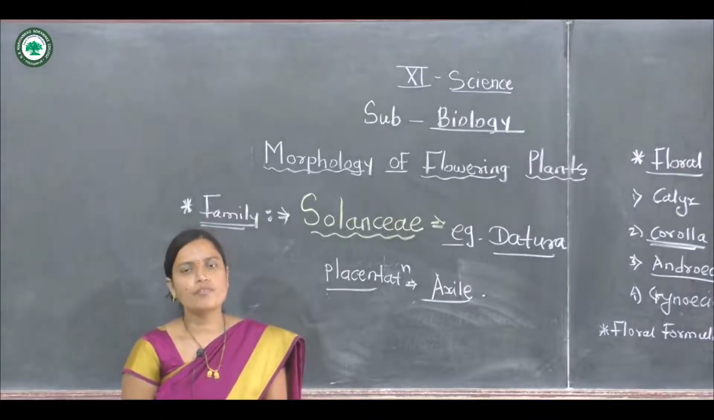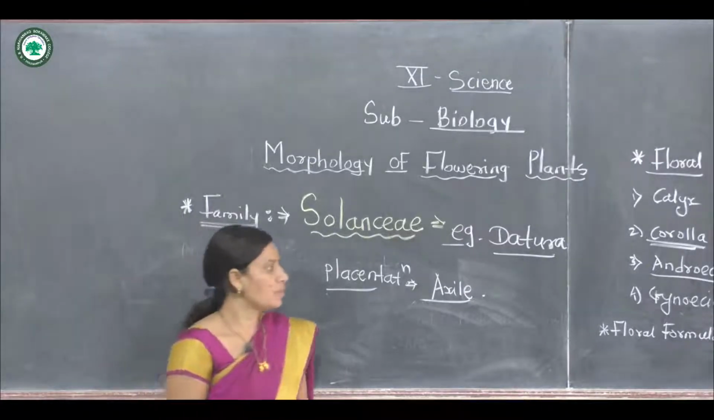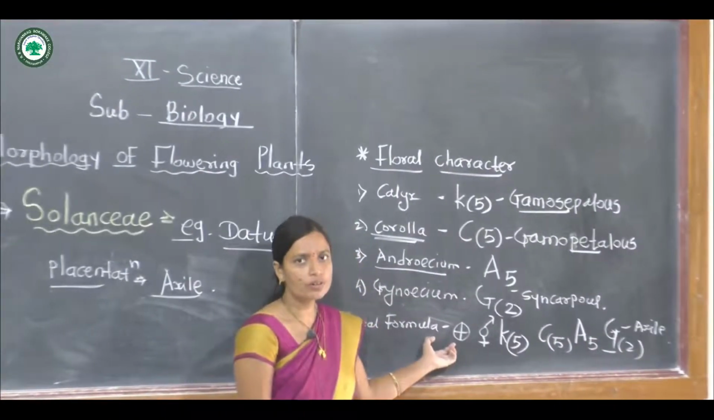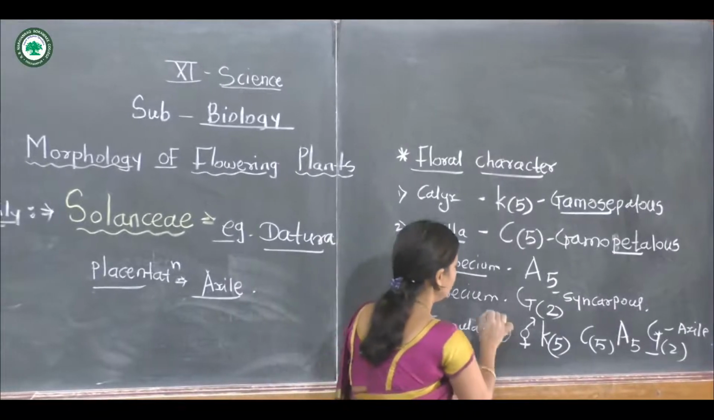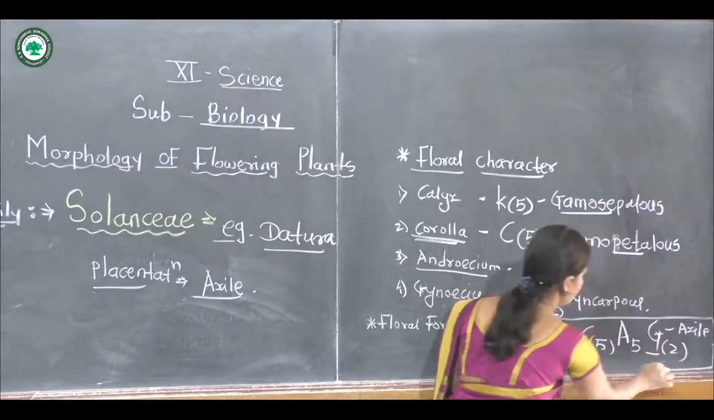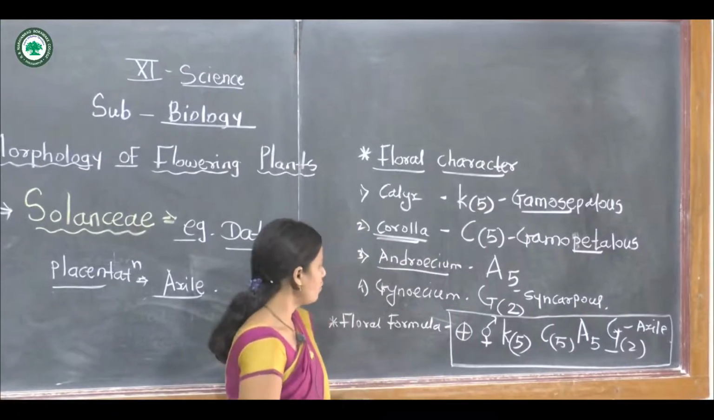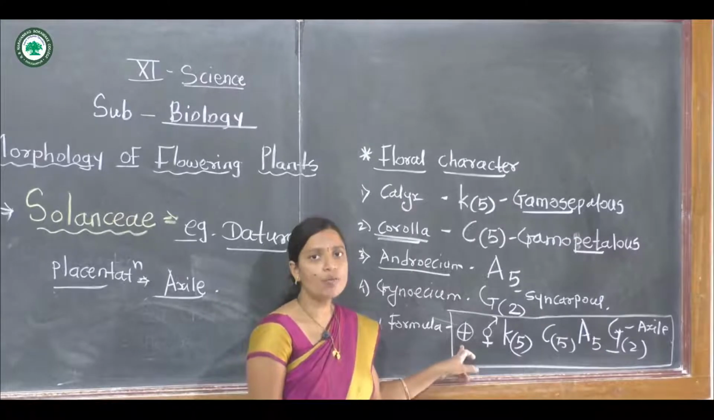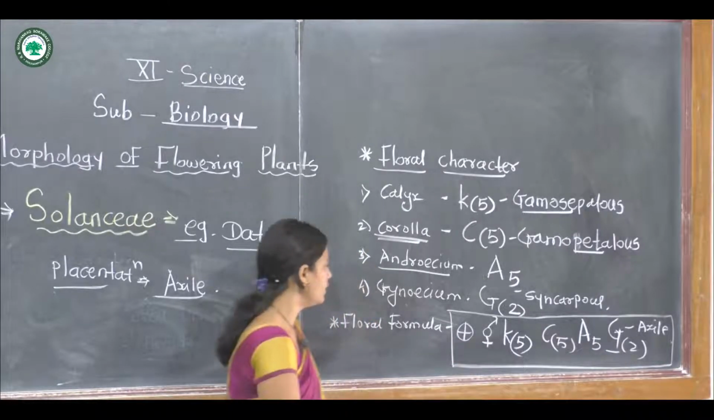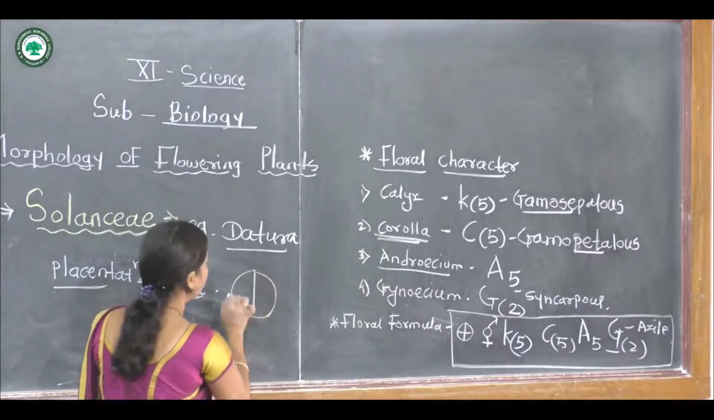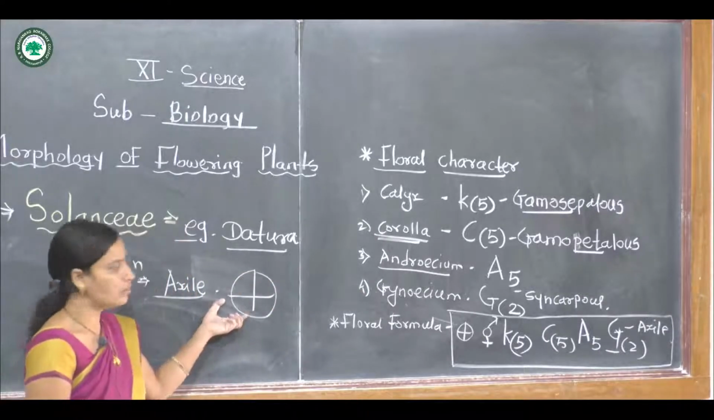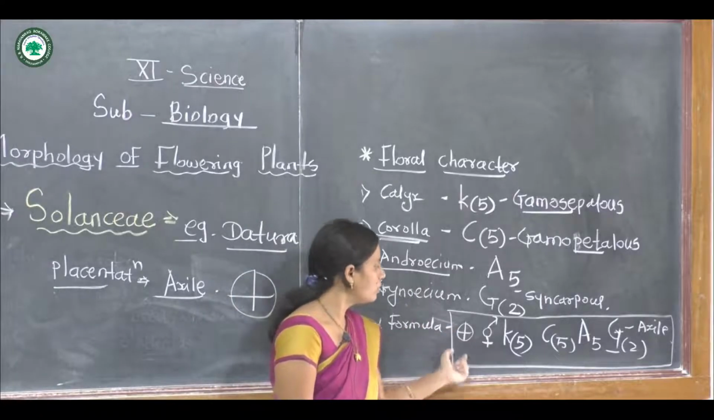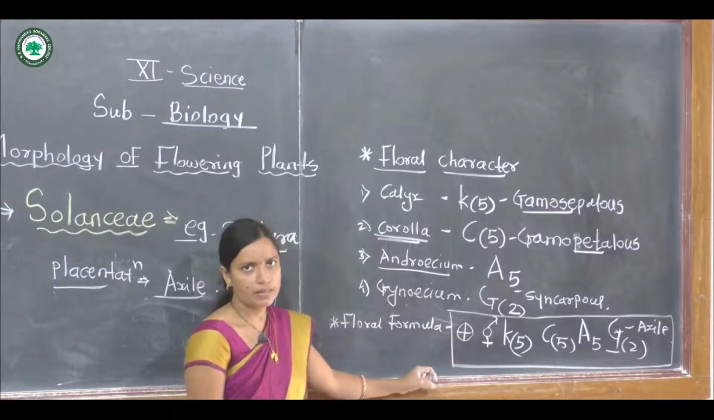Now the next point, the floral formula of this family. The floral formula of family Solanaceae is very important. The first symbol indicates an actinomorphic flower. If this flower is cut in any plane, it can be divided into two equal halves.